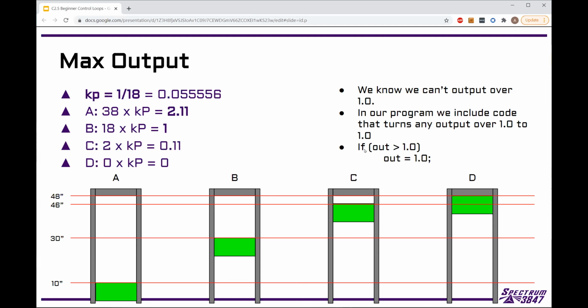So a simple line of code that could do that is something like: if output is greater than 1.0, output equals 1.0. So that really simple logic just kind of caps the motor value. Many of the smart motor controllers, like the Spark Max, will have a setting for us to do that. So we'll be able to set the max output just in a setting, and it does the limiting for us, where it limits how much the max output can be.